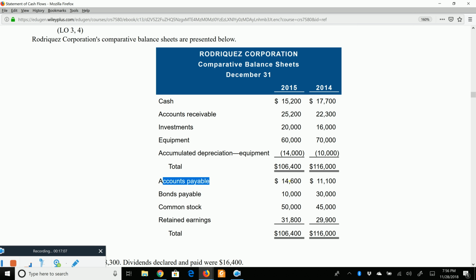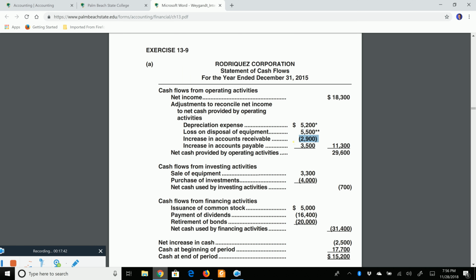And we have one current liability, accounts payable. Accounts payable increased for the year, just like accounts receivable did. It went from $11,100 to $14,600. It increased $3,500 from the beginning of the year to the end of the year. Well, the increase in a liability also has an increase effect on the cash flow. It works the opposite of the changes in the assets. Okay, so that $3,500 increase in the liability is also going to have a positive effect on the cash flow.